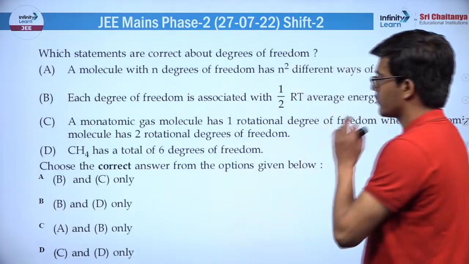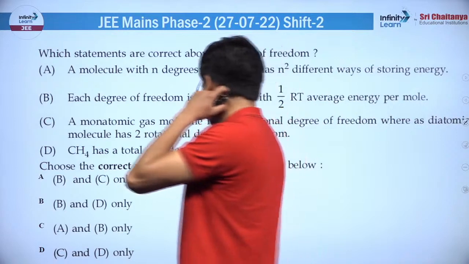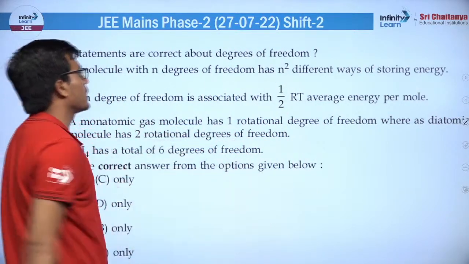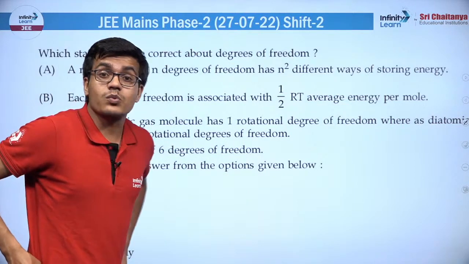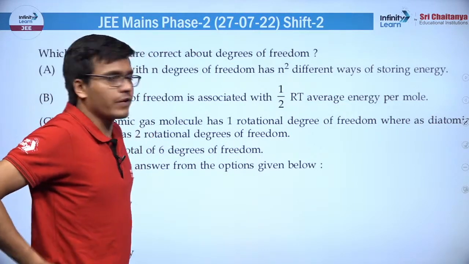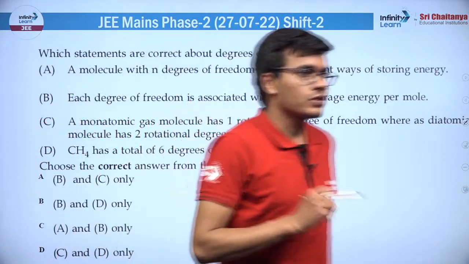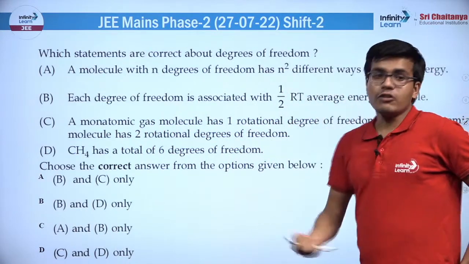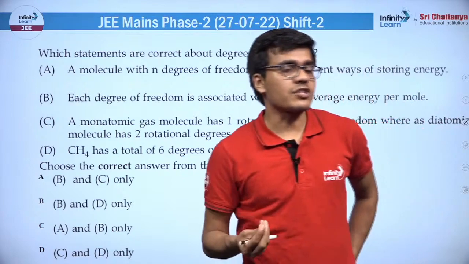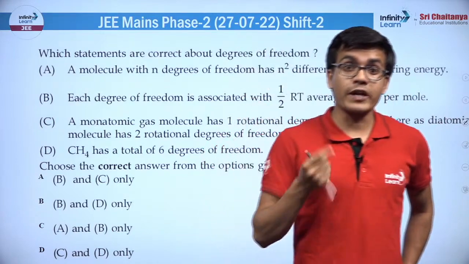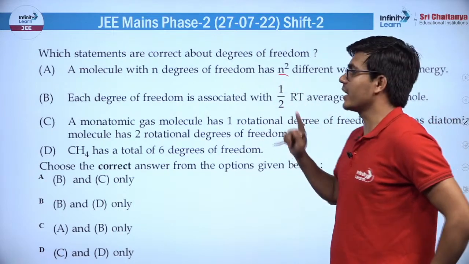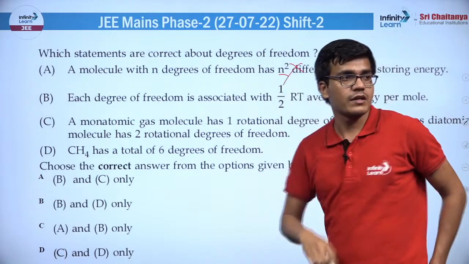So this is a question from KTG, a direct theory-based question. The first option is saying that a molecule with n degrees of freedom has n square different ways of storing energy. So that is wrong. Why? Because degree of freedom is defined in such a way that the number of ways in which it can carry the energy is n, not n square times, right? So the first one is wrong, right?